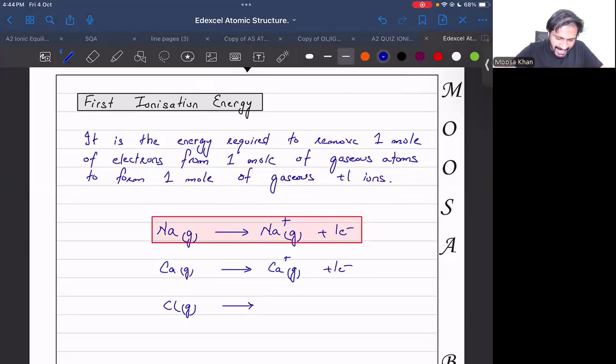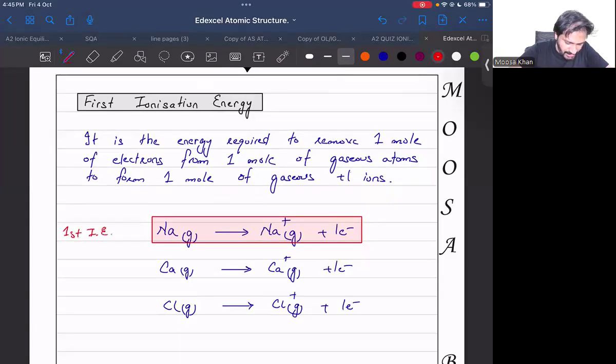So chlorine atom will form chlorine plus 1 gaseous ion. I know it is unusual that you have always seen chlorine gaining electrons, but right now I am removing the electrons from the gaseous chlorine atom by force to form gaseous chlorine positive 1 ion. So all of these equations represent the values of ionization energies, or rather the first ionization energies of these particular atoms. So the first equation represents the first ionization energy.